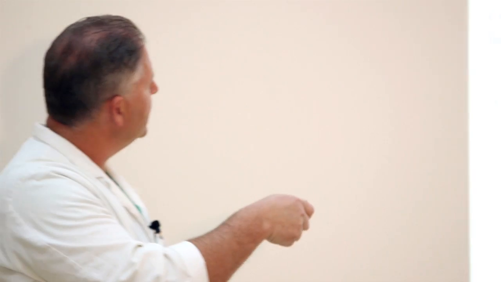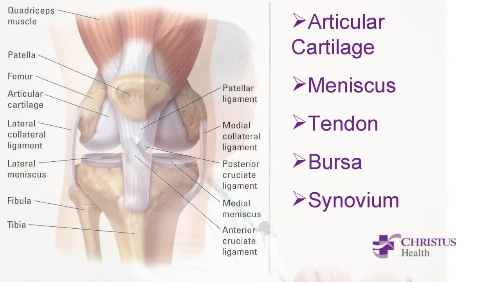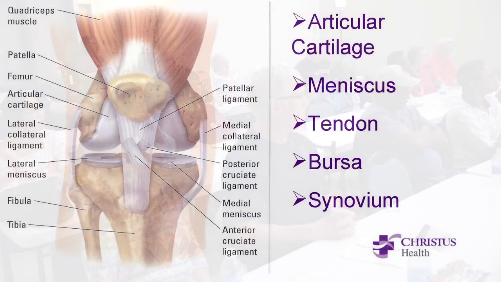Now, bursa. I don't really have a picture of this one in here, but I've got a slide where you get to see it. A bursa is a small fluid-filled sac, strategically placed in the joint to reduce friction and cushion areas. There's a bursa right here in front of the kneecap that sometimes can be an issue.